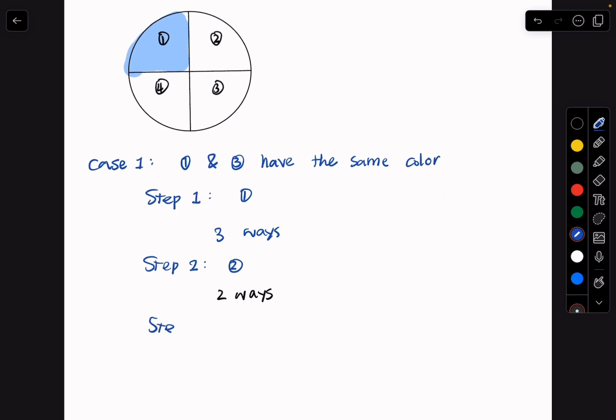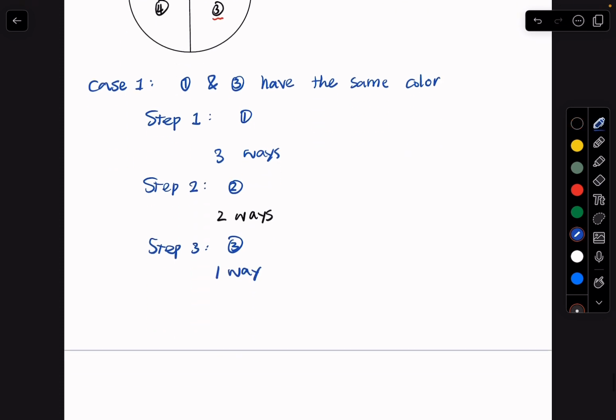Okay, and now it's time for the third step, which we're gonna choose a color for the third region. So remember that in our first case, we have an extra piece of information, which is that region 1 and 3 have the same color. So that means I actually get no choice for region 3, right? Because I can only choose the color chosen for the first region. So in this case, if my first region is blue, my only choice for region 3 will be blue. So we only get 1 way for the third region.